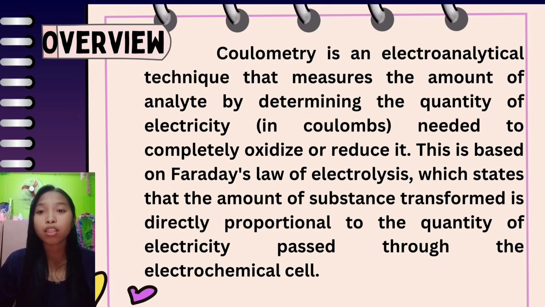So this method is based on Faraday's law of electrolysis, which states that the amount of substance transformed is directly proportional to the quantity of electricity passed through the electrochemical cell. So in simple terms, coulometry measures how much electricity is used to completely change the chemical state of the substance being analyzed.